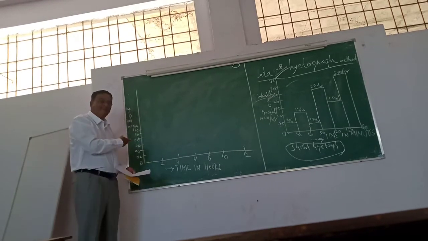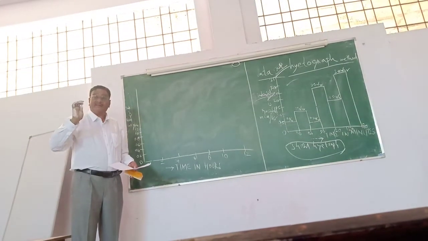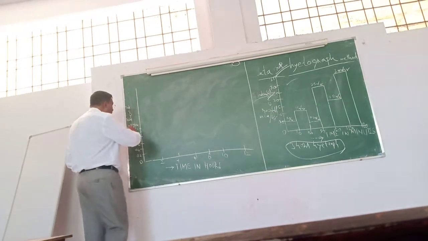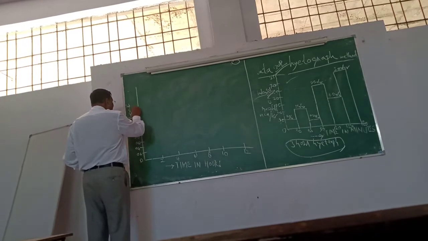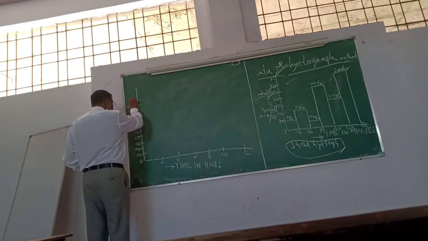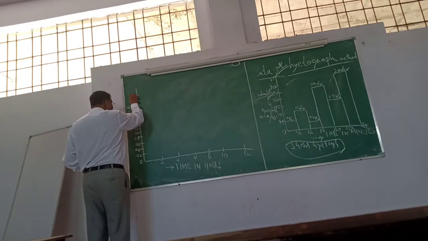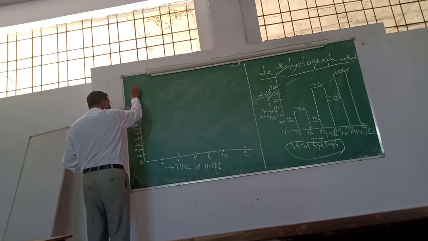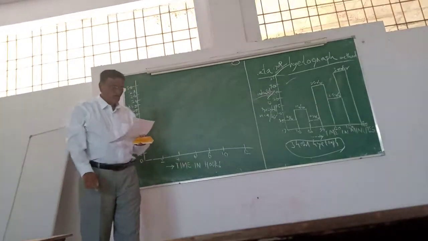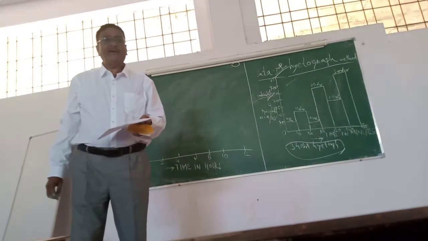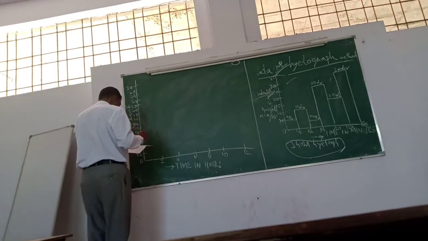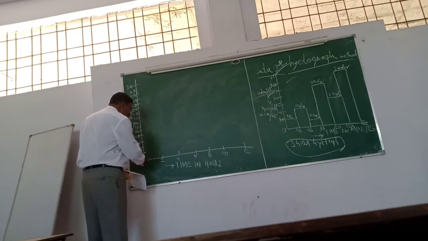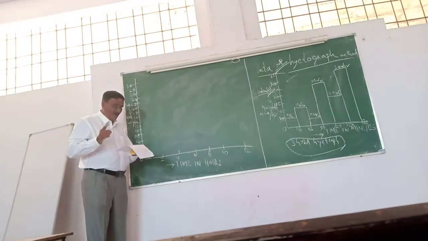I am not drawing the things to scale. In a graph, you have to do it very correctly. 1.4, 1.6, 1.8, 2.0, 2.2, 2.4, then 2.6, then 2.8, then 3. Okay, right? Right, first one, right now. Now, the first graph for the first 2 hours.